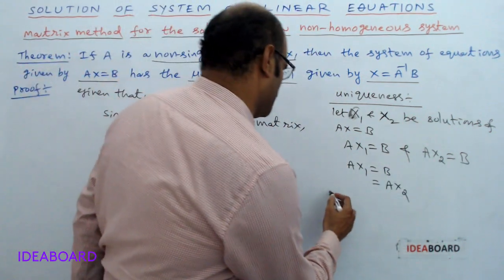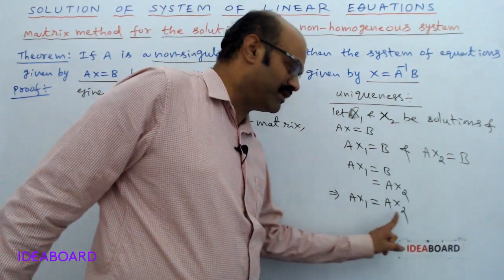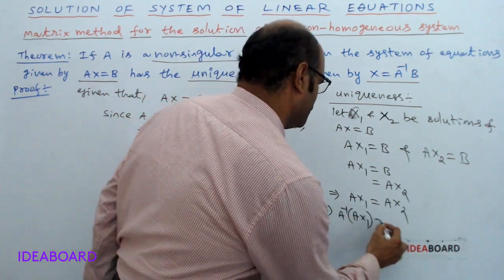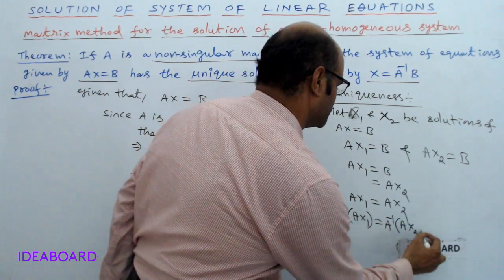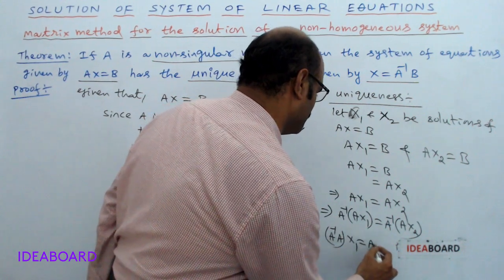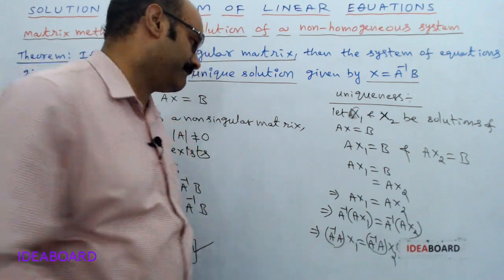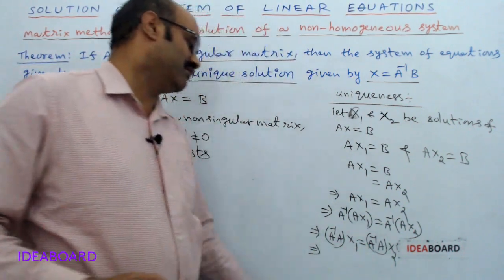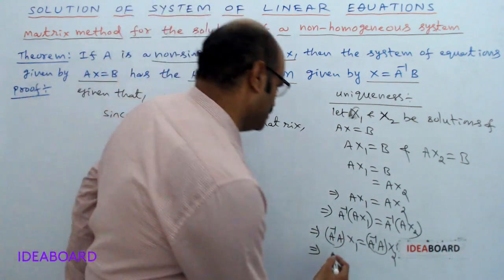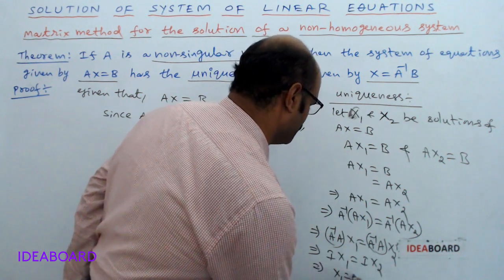It implies we have Ax1 equal to Ax2. Pre-multiplying by A inverse, we get A inverse of Ax1 equal to A inverse of Ax2. It implies A inverse A into x1 equal to A inverse A into x2. A inverse A means I. By the definition of the inverse of a matrix, A inverse into A is always equal to I. So I into x1 equal to I into x2. So it implies x1 equal to x2.